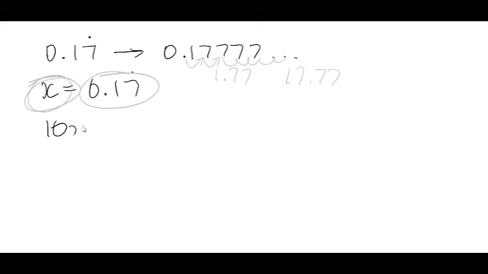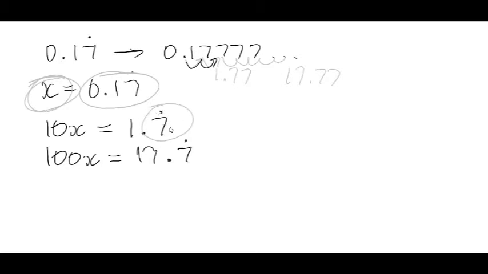Look what happens if I write out what 10x would be. We move the decimal point once to the right, not original number. We get 1.7 again. But if we remember what we said about 100x, if we move the decimal point once, twice, we end up with 17.7 recurring. Now, what's happened is we've now got our 7 recurring on the right hand side of the decimal point for both of these.